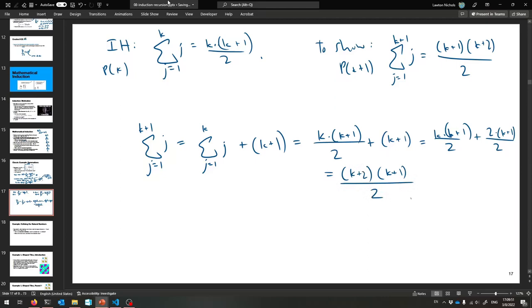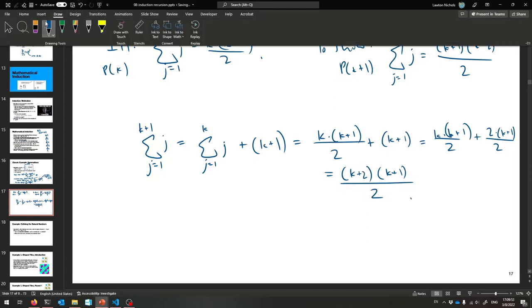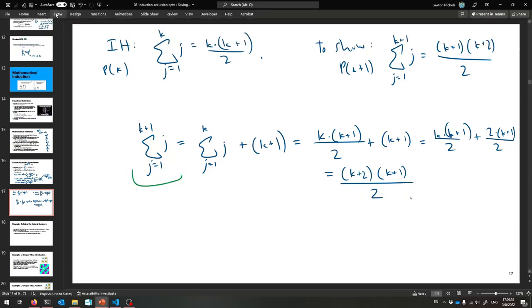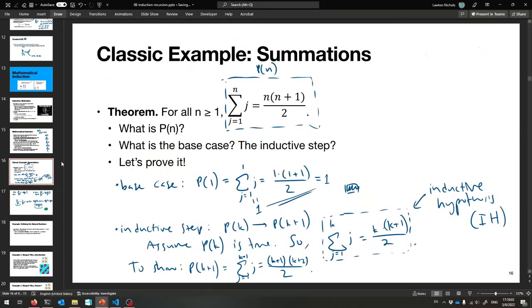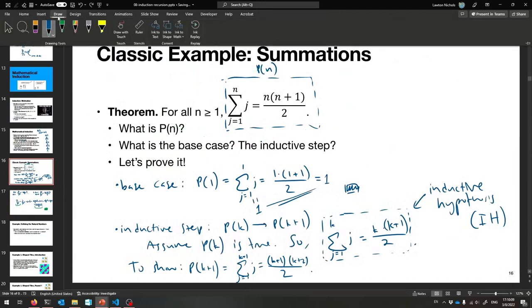And that was exactly what we needed to show. This side equal to this side. That's what we needed. We did it. QED. This is a true statement. This is a true theorem. For all n greater than or equal to 1, that closed form holds.